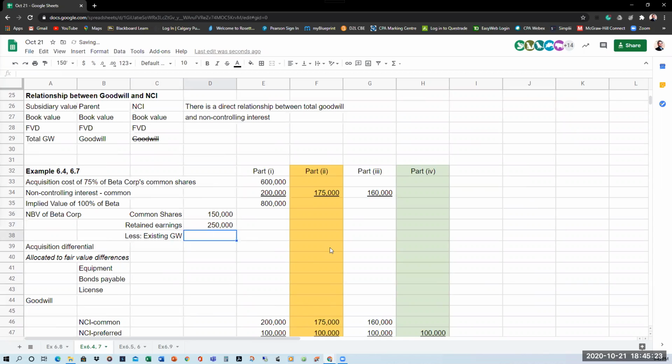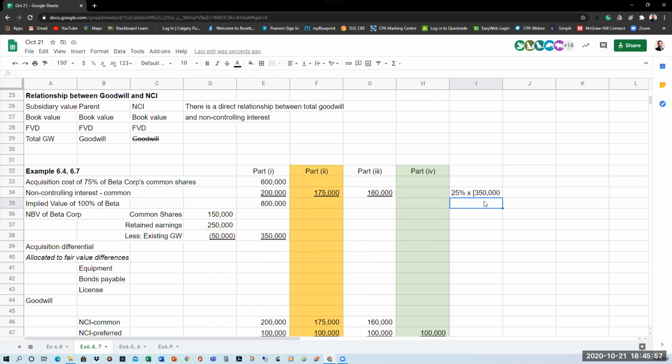And then goodwill, the existing goodwill, I want to subtract. So if I add that up, I get $350,000 for net book value. Now, under the identifiable net assets method, NCI is going to get 25% of net book value, which is 350,000. So they're going to get 25% of 350,000, but that's not all.